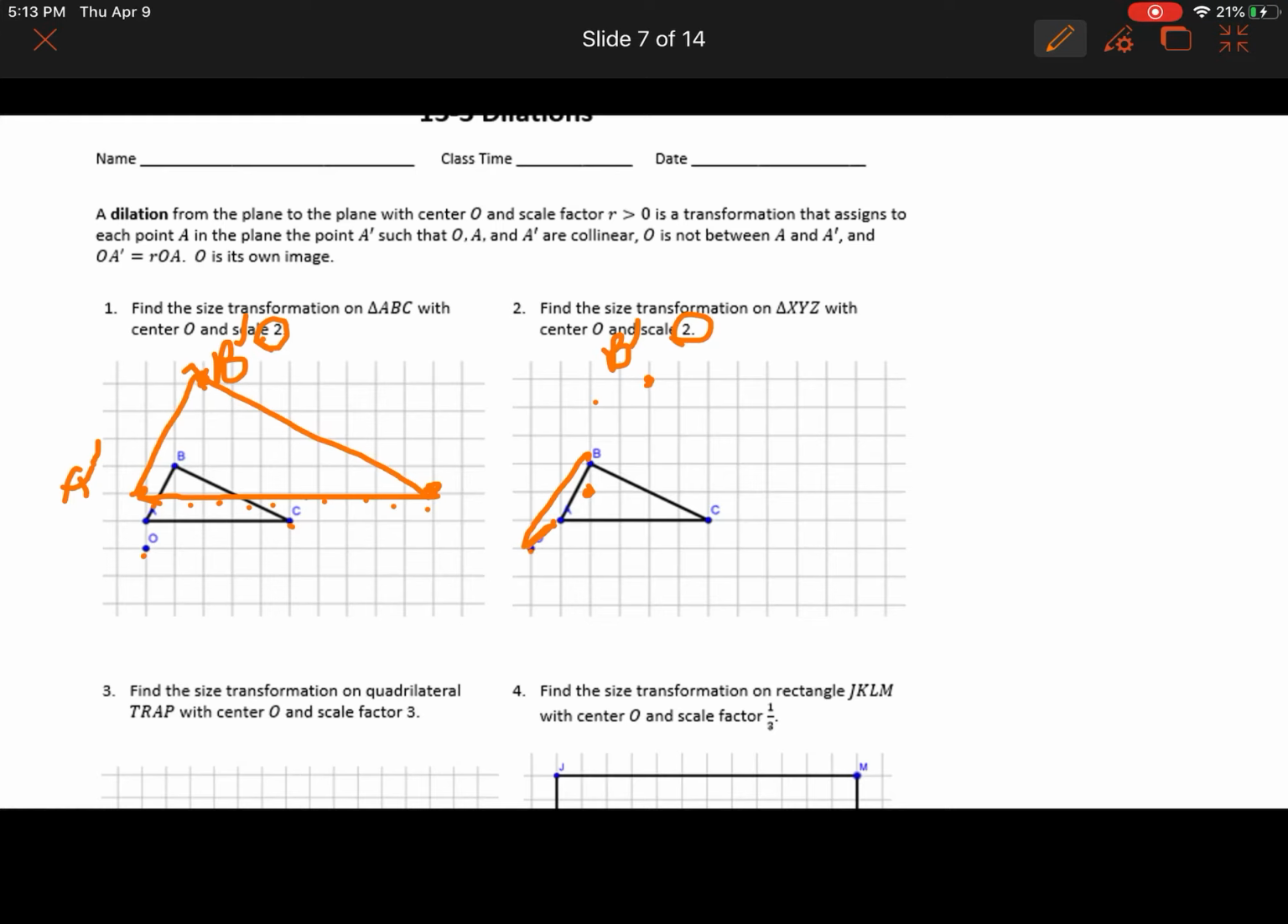And then to get from O to C, I went up 1 over 6, so I'll go up 1 over 6 again to get my C prime. All right, so those two orange triangles in the first two problems are actually congruent, right? They both have a scale factor of 2 and they're coming from the same triangle, but they are in a different place in the plane, right? They were shifted a little bit different.